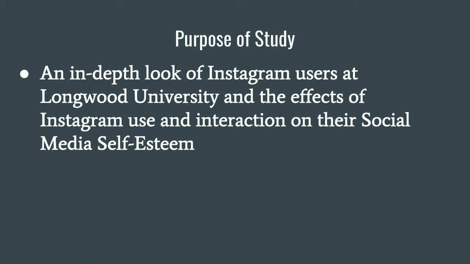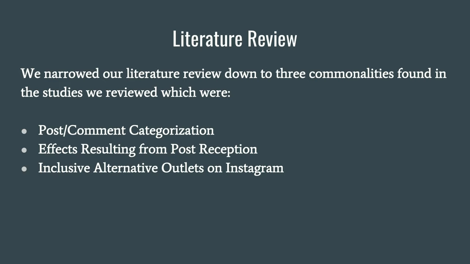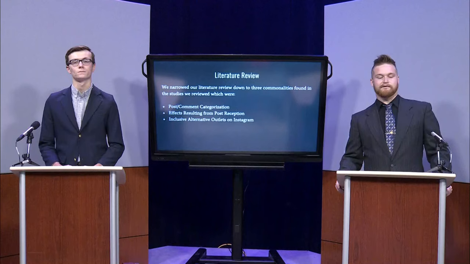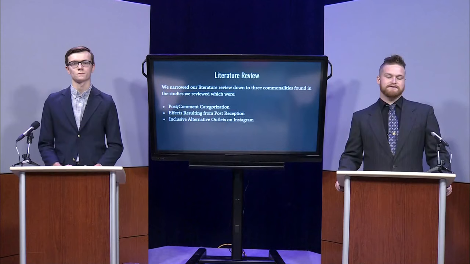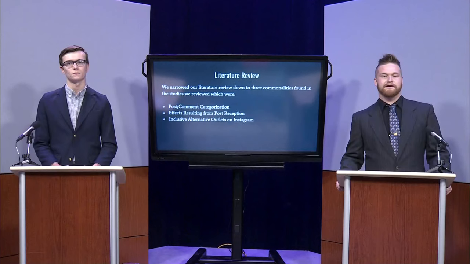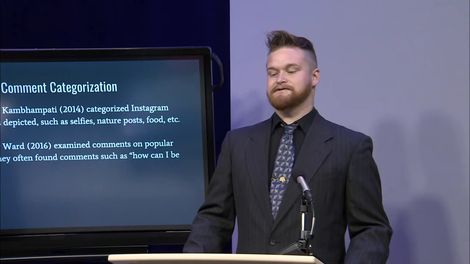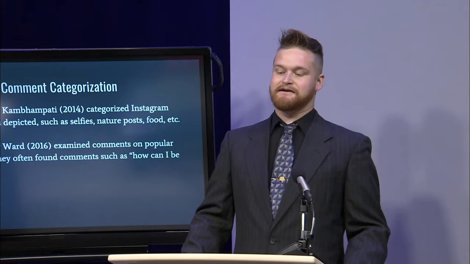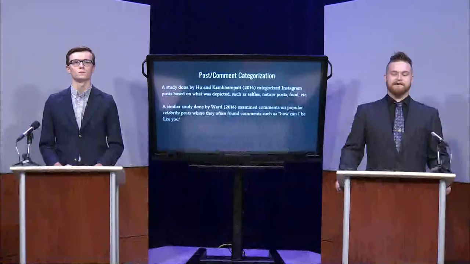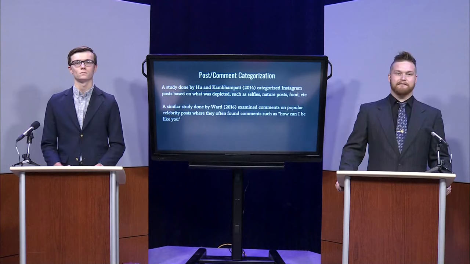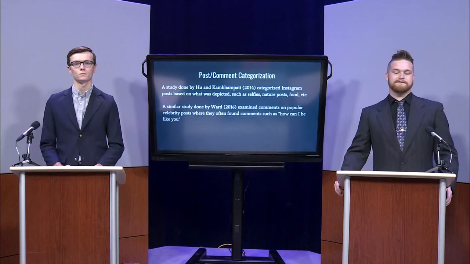For our literature review, we found three commonalities within everything we looked at. These were post and comment categorization, effects resulting from post reception, and inclusive alternative outlets on Instagram. For the post and comment categorization, a study done by Hu and Kamhapti in 2014 categorized Instagram posts based on what was depicted, such as selfies, nature posts, food, etc. A similar study done by Ward in 2016 examined comments on popular celebrity posts, where they often found comments such as, "How can I be like you?" which showed the interaction that users would have with these main popular users.